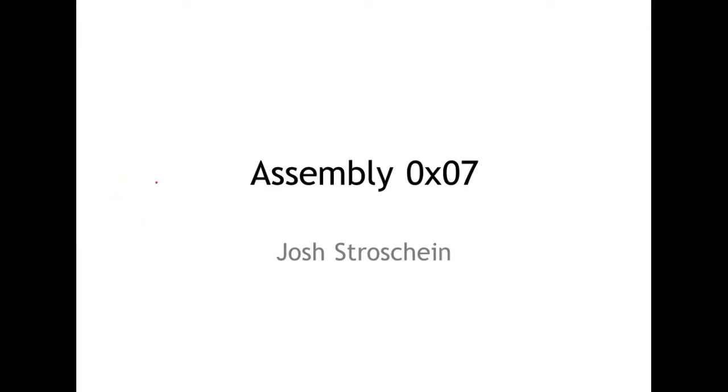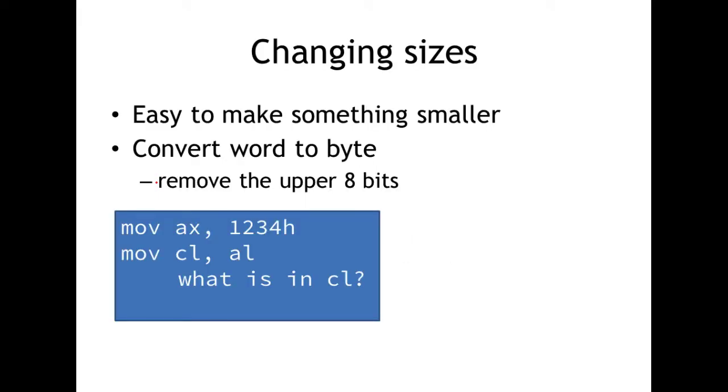Today we're going to talk about data, and particularly signage, and being able to move data from a smaller register to a larger one and vice versa. It's relatively easy to make something smaller. For example, we can convert a word to a byte, and we just simply remove the upper 8 bits. We'll go through an example of doing that.